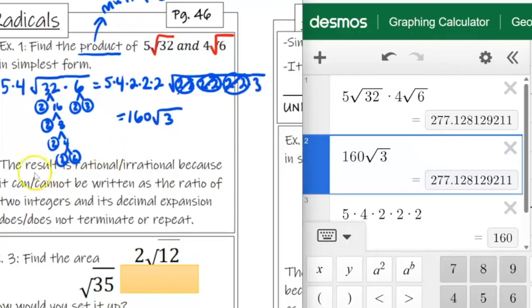All right, so this result is irrational. And again, why is it irrational? Look right here. It is not repeating, and it does not end. So even though Desmos ends at whatever, this is like 9 numbers, it still keeps going on forever. They just are not going to write a number forever. So it cannot be written as a ratio of two integers, and its decimal expansion does not terminate or repeat.